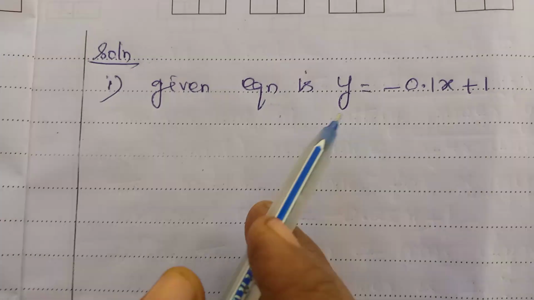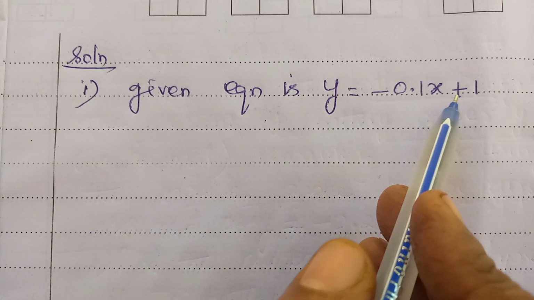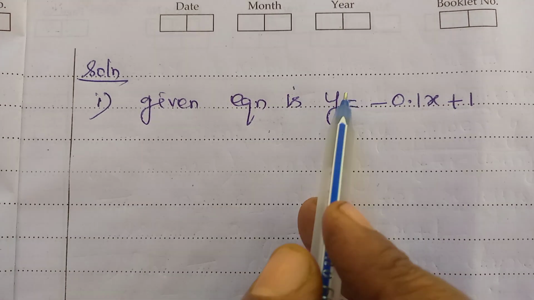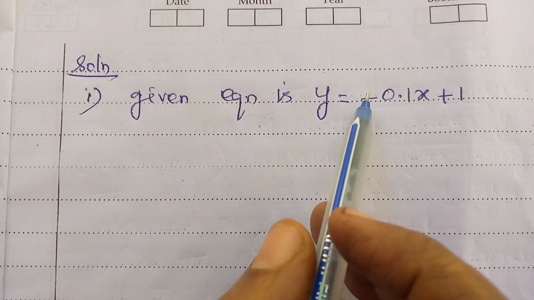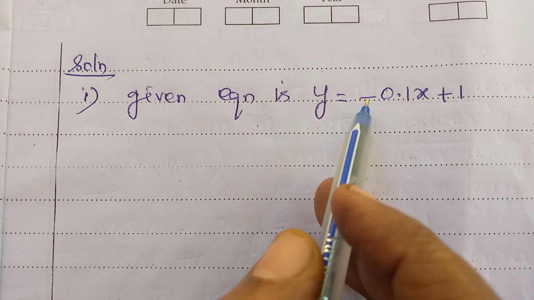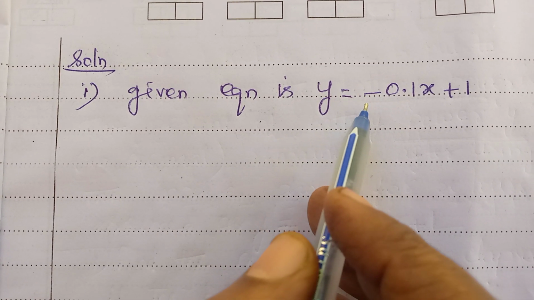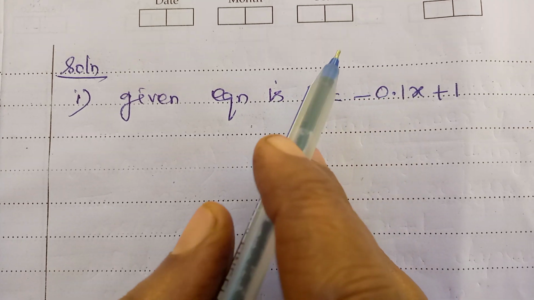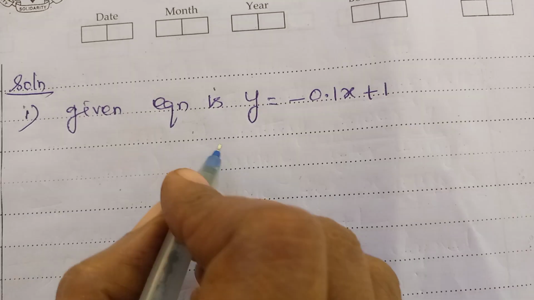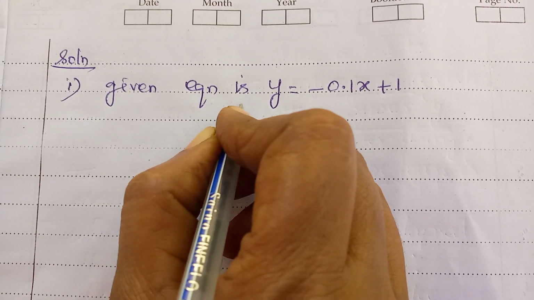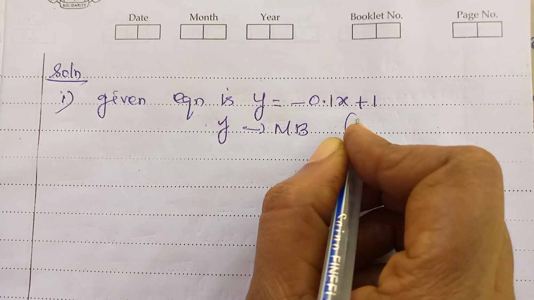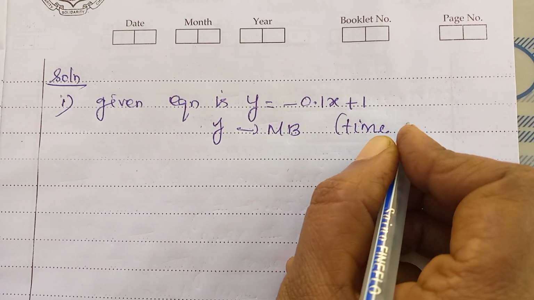Here the given equation is y equal to minus 0.1x plus 1. Here MB means y value, it is given. Y is the MB. So total MB, in the sense, time will be 0. Time is x, MB is y. If you are considering total MB, time will be 0. So x equal to 0 can be taken. So y is equal to MB, so time will be 0. In brackets you write: time is 0.